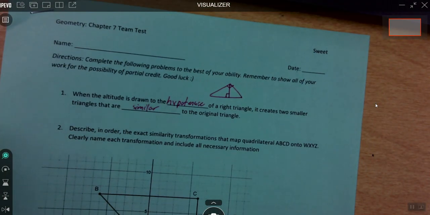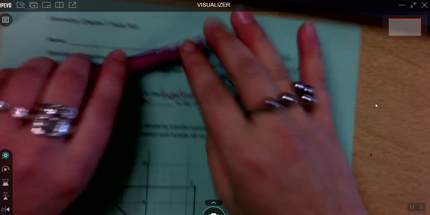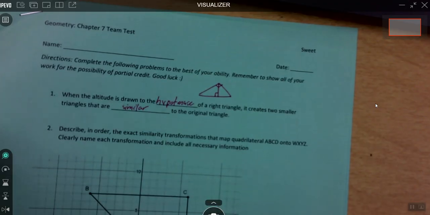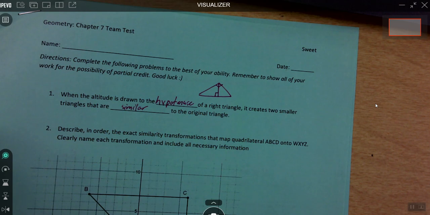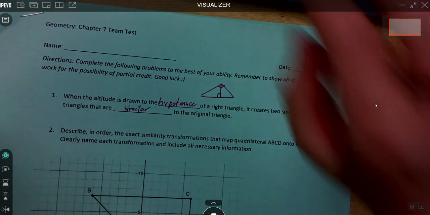Any thoughts on the team test? Okay. So you all should have finished your note card. So are we ready to start it today? Yeah? Okay. I already printed it out. I'm ready to go. We started our note card. So do you want me to just give you time to work on your note card?